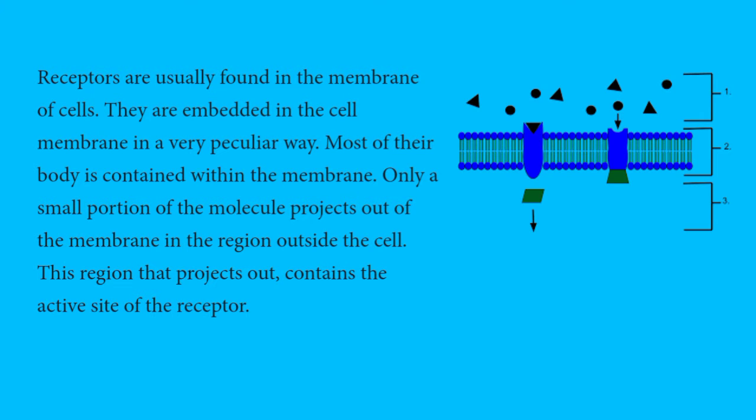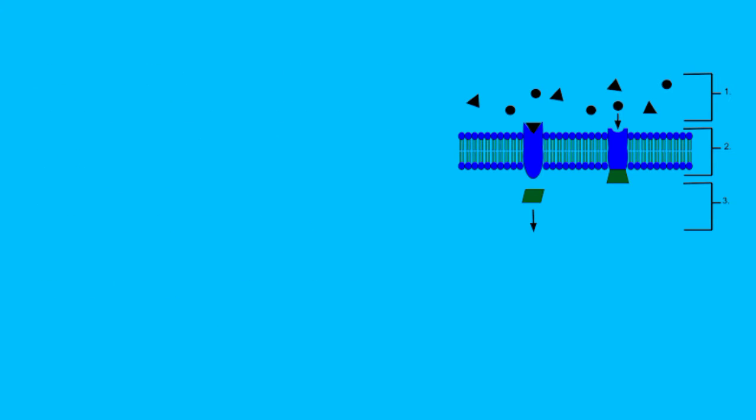They are embedded in the cell membrane in a very peculiar way. Most of their body is contained within the membrane. Only a small portion of the molecule projects out of the membrane in the region outside the cell. This region that projects out contains the active site of the receptor.